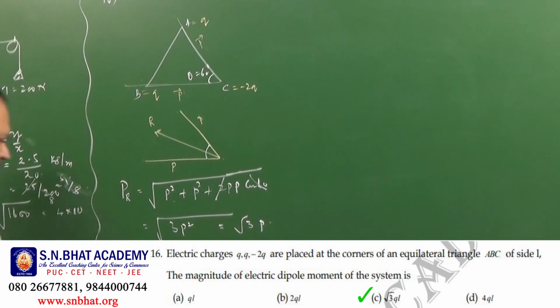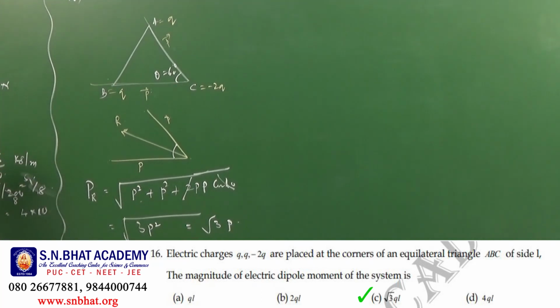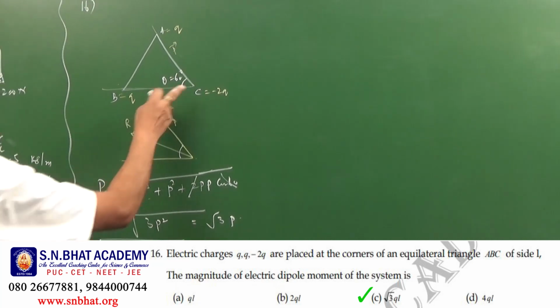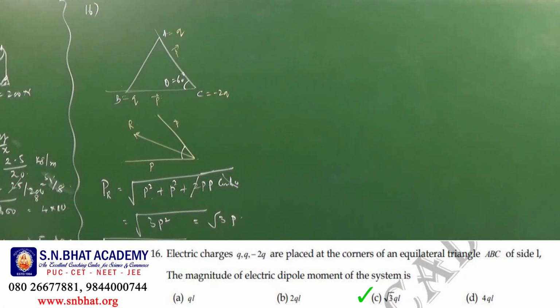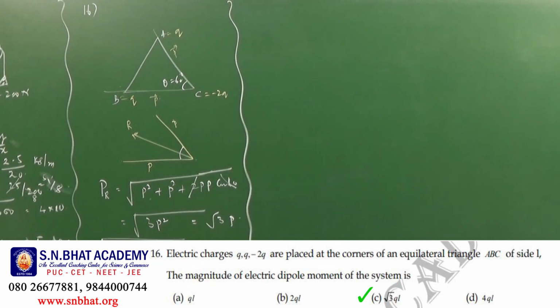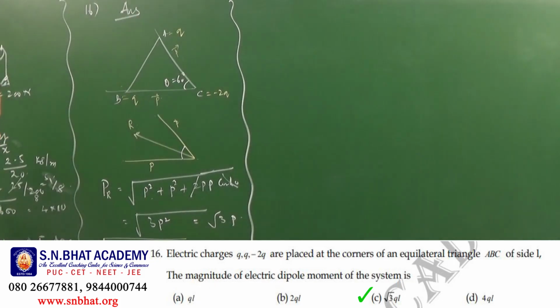He has given q into L, and therefore the resultant dipole moment is root 3 into q into L. So for the system of 3 charges, the net dipole moment is given like this. Therefore the answer for this question is root 3 QL, and the answer is C.